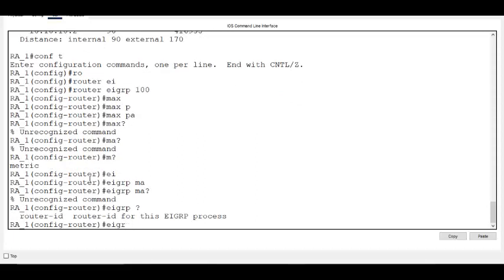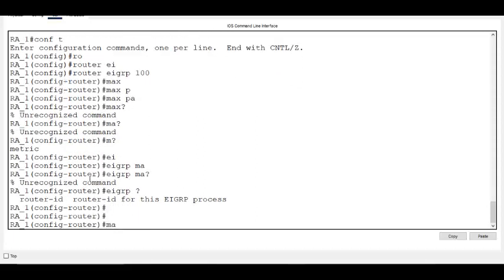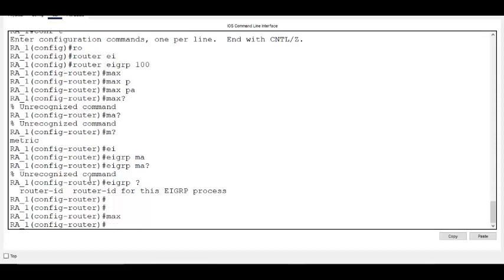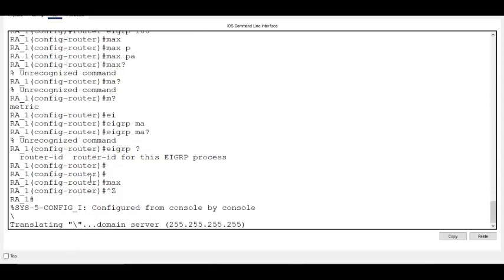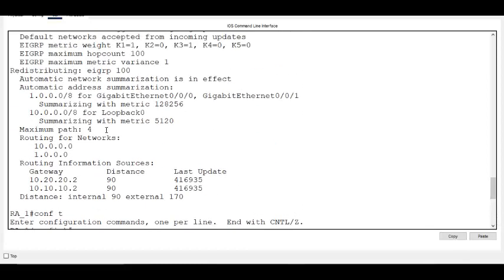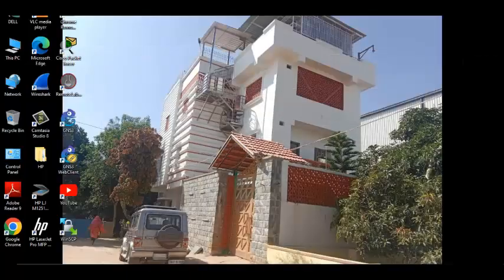Max path. If you say max path 1, right now what is the max path? 4. If you say max path 1, then any one of the path will be used. If you say max path bigger than 4, and if you will have more paths, all paths will be used. Even though here max path is 4, I have only 2 paths, and all the 2 paths are used. Right? So when we do in EVE, I'll show you. Now let's go back to our presentation.